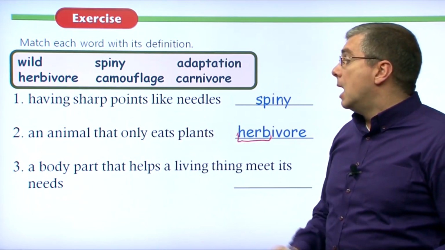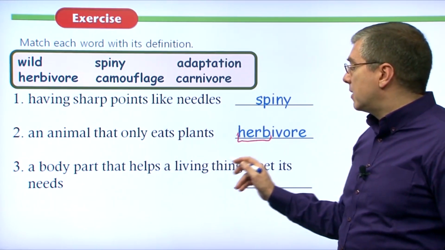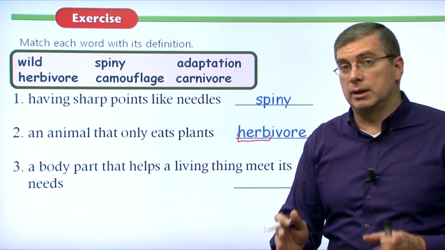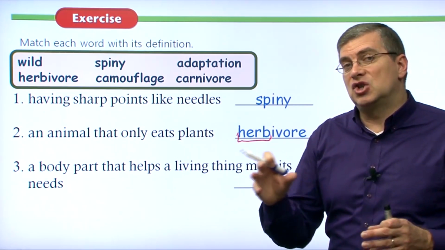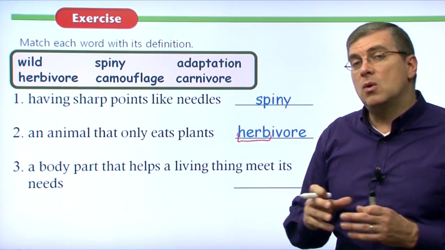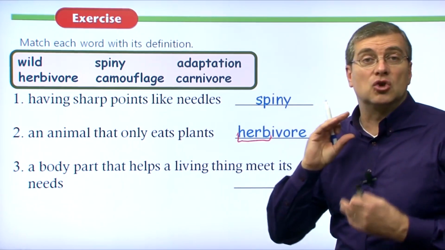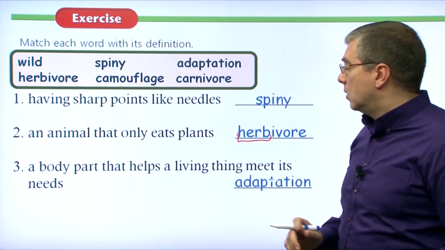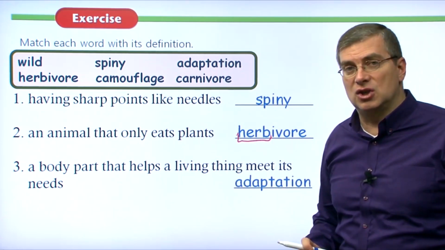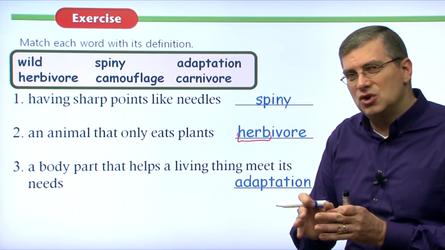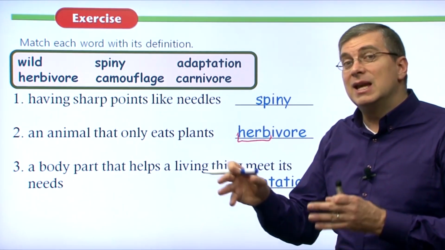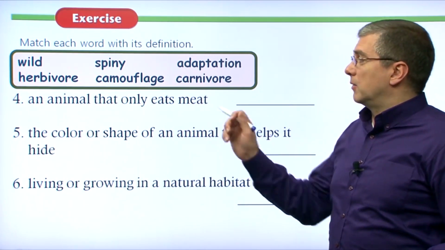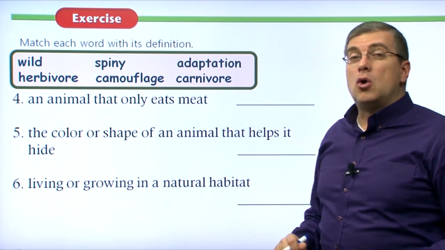Next one, number three. A body part that helps a living thing meet its needs. So remember, we talked about this word a little bit. We talked about an animal that changes parts of its body in order to meet its needs. Like the giraffe will grow a very long neck. What do we call that? We call that an adaptation. How did that animal change in order to meet its needs in the wild? It's an adaptation.